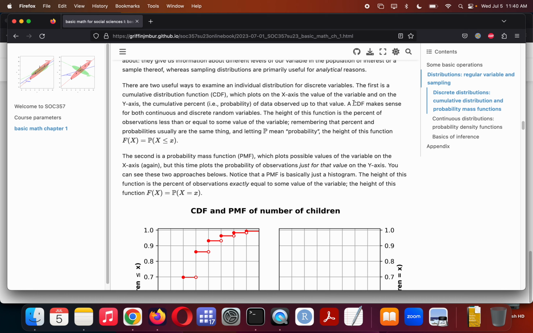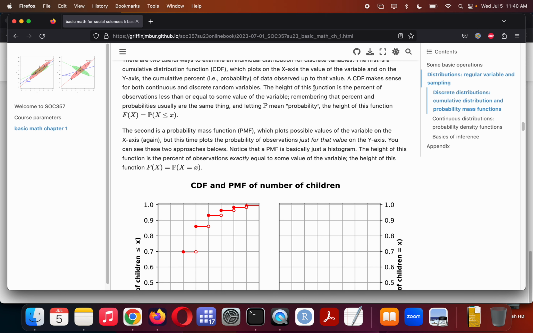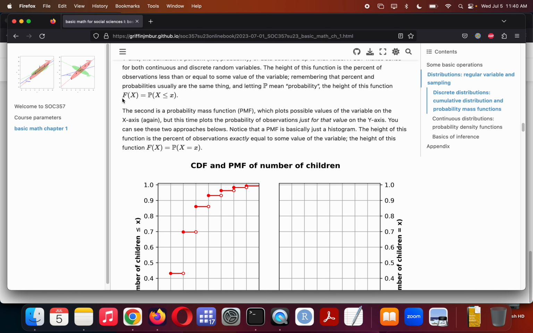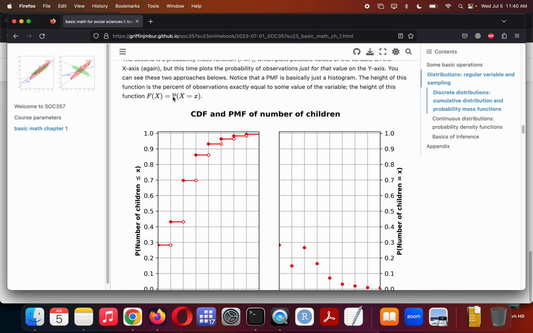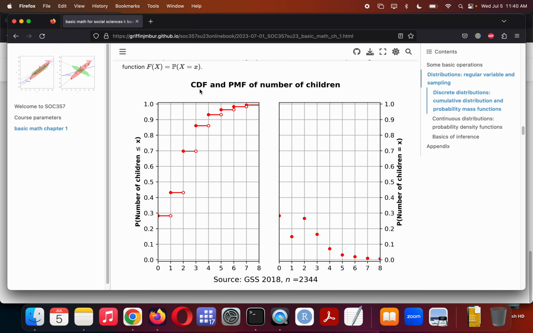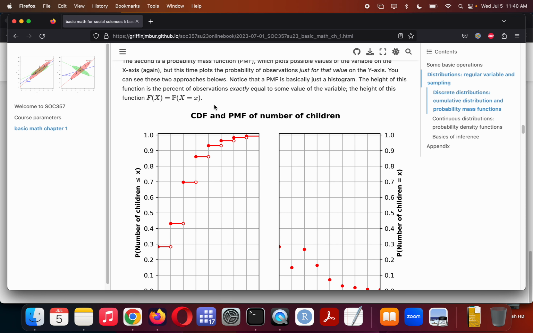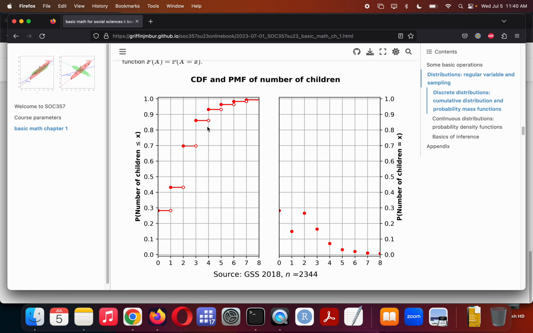So a CDF makes sense for both continuous and discrete random variables. We're going to look here at the case of discrete random variables. So the height of this function is the percent of observations that are going to be less than or equal to some value of the variable. And we denote this with big F of x is equal to the probability that big X, which is the random variable, is less than or equal to some specific value of x, which is little x. So let's look at this example here. This is a sample cumulative distribution function on the left here for the number of children from the 2018 GSS.